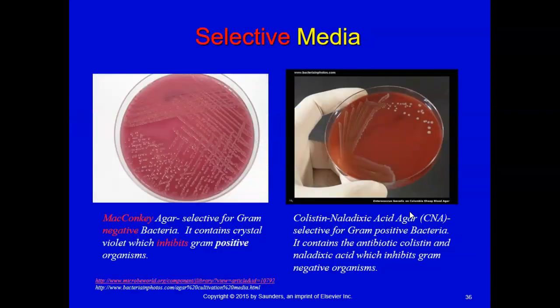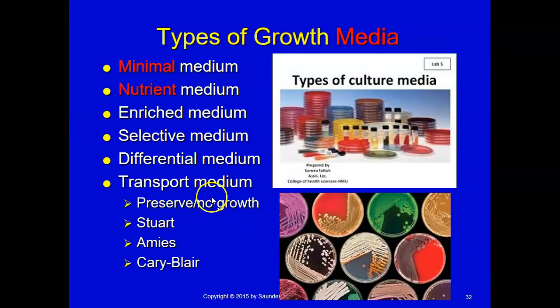Now, we're going to go back up to slide 32 and talk about transport medium. Transport medium is a holding medium that will preserve bacteria but not allow it to grow. Examples of transport media are Stuart broth, Amies broth, and Cary-Blair. So those are the 3 types of transport medium, and we will be seeing more transport medium and hearing more about those later on in the course.